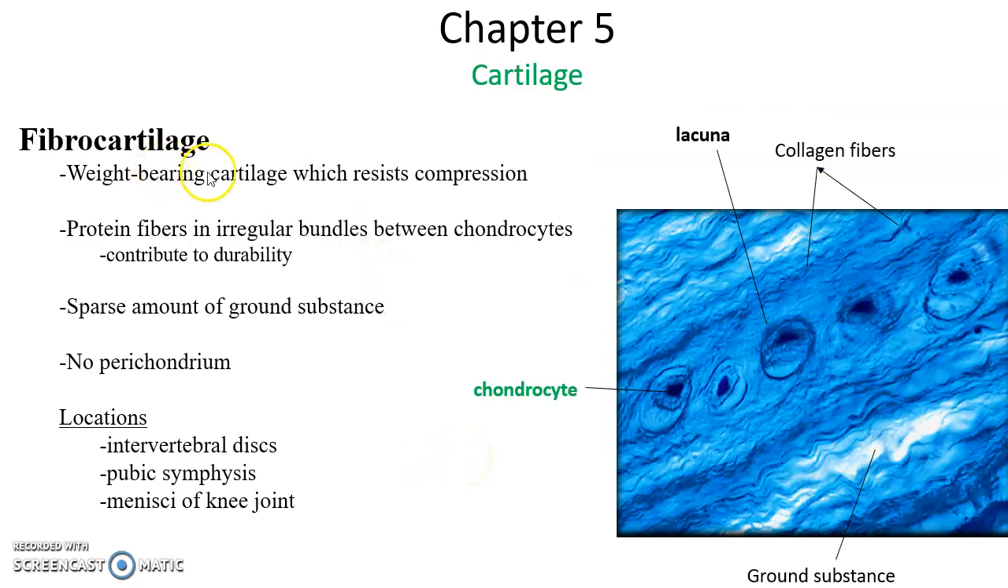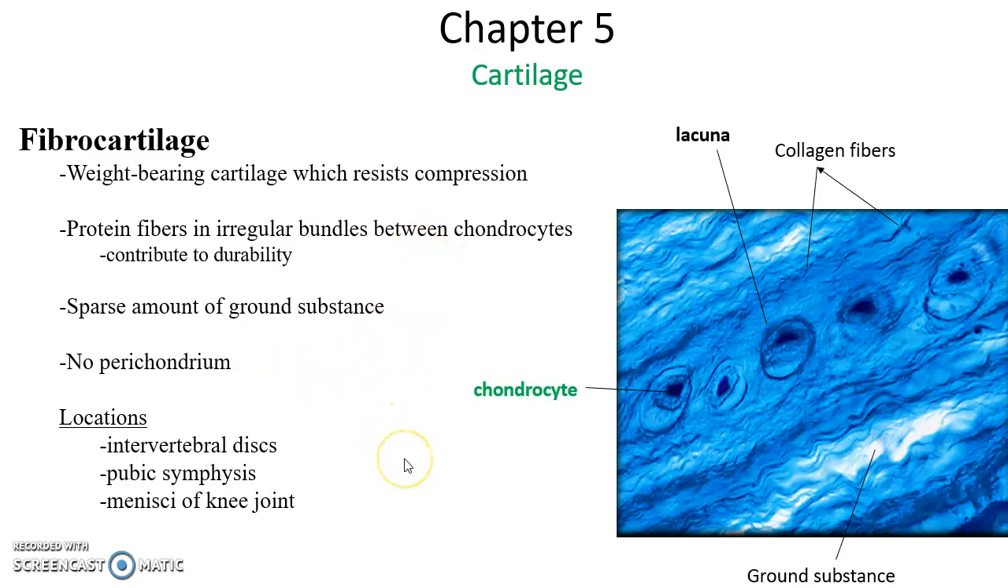Fibrocartilage. Fibrocartilage is really good at resisting compression. Fibrocartilage has collagen fibers formed in thicker bundles, so we can see the wavy collagen fibers all throughout. Of course, we have the chondrocytes found within the lacuna. Not as much ground substance, more protein fibers.